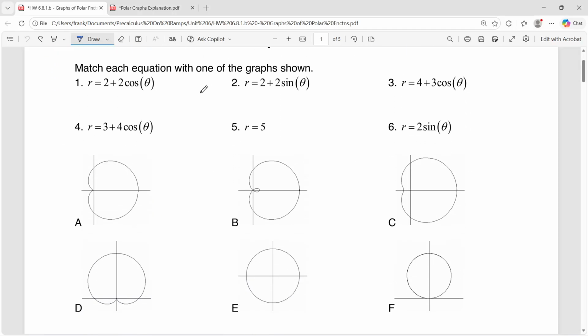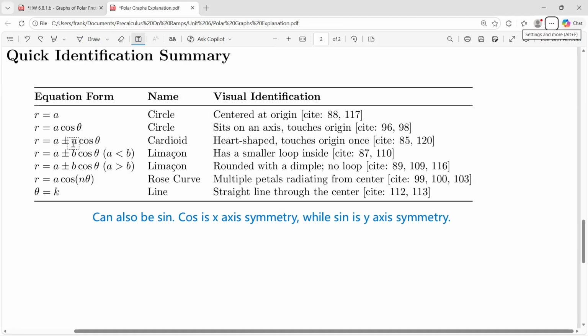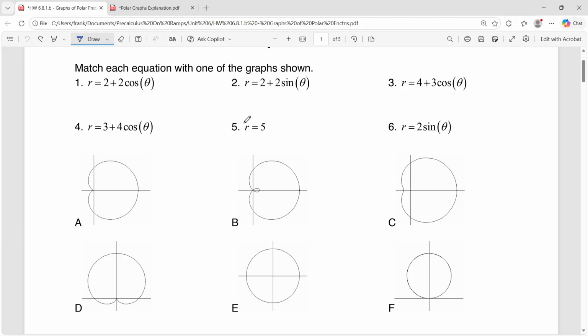All right, the first one, I have to do this whole first section. So match each equation. 2 plus 2 cosine theta. Let me look at my chart. 2 plus 2, when the number added and the number in front of cosine are the same, it's a cardioid. It's like a circle that looks a little bit like a heart. And when it's cosine, it's x-axis symmetry. That means it's equally far above and below the x-axis. So it looks like a little heart.